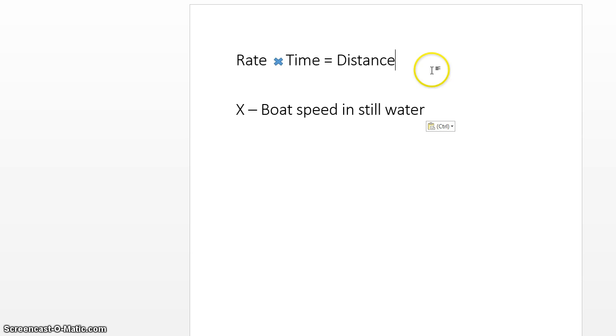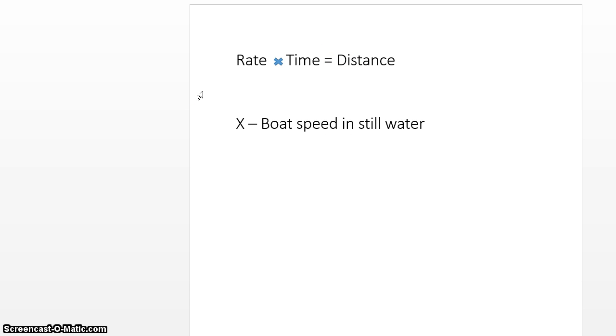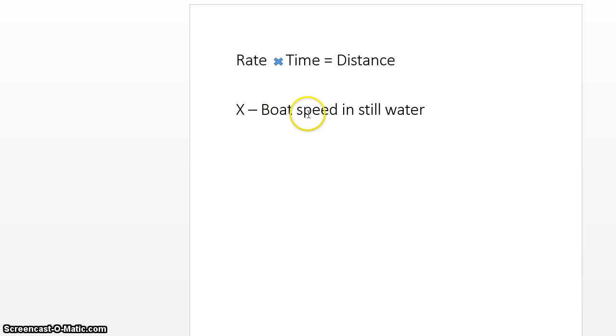If you're going 60 miles an hour in a car for 1 hour, you've gone 60 miles. What we did was say 60 miles per hour times 1 hour equals a distance of 60 miles. So rate times time equals distance, and we're going to use the same thing. We know x is the speed of the boat in still water.